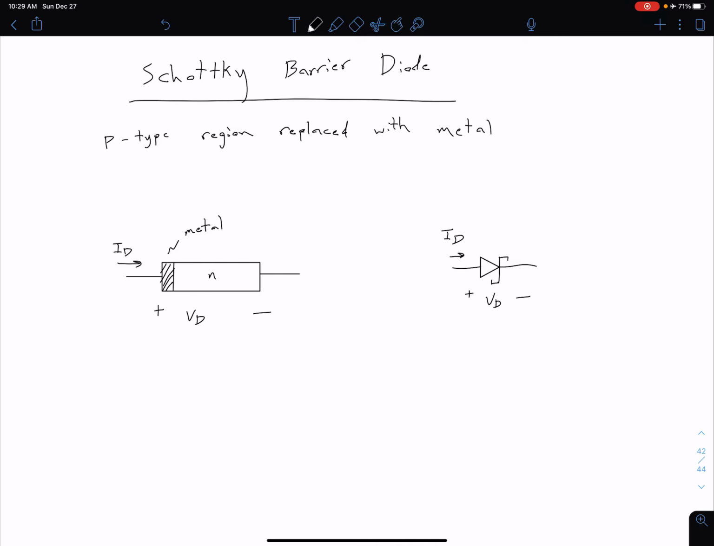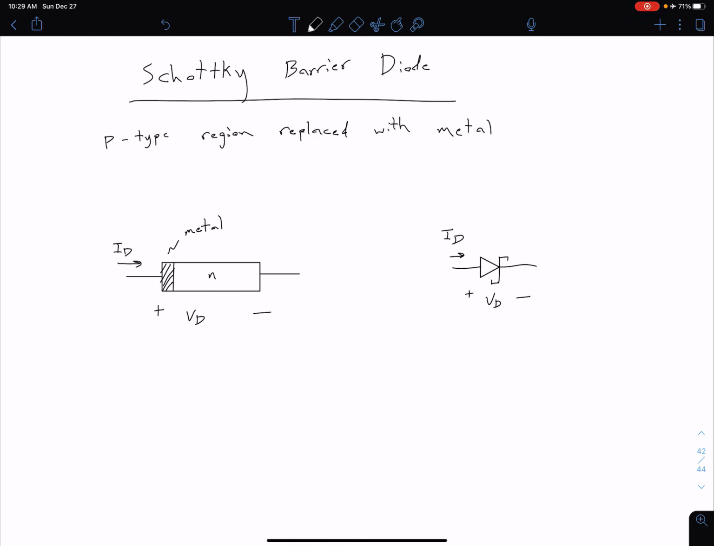We're going to talk about two more special types of diodes before moving on to the next unit. The first is a Schottky barrier diode. In a Schottky barrier diode, or just Schottky diode, we replace the p-type region with metal. Here on the left, where we would have had a p-type region, we now just have this metal. We still have our n-type region, and our voltage and current markers are still the same.